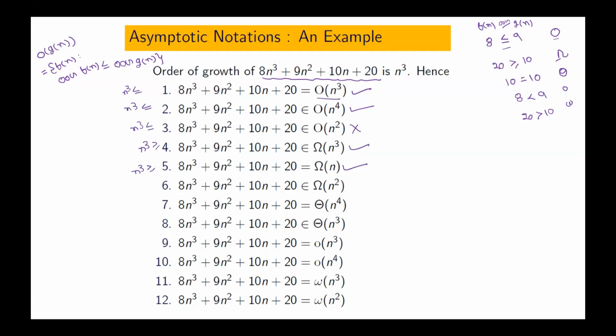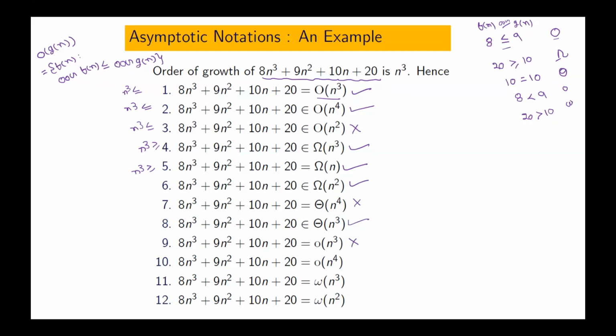Sixth one? True. Sixth one is also true. What about seventh one? False. Seventh one false, correct. What about eighth one? True. Eighth one, true. What about ninth one? False.